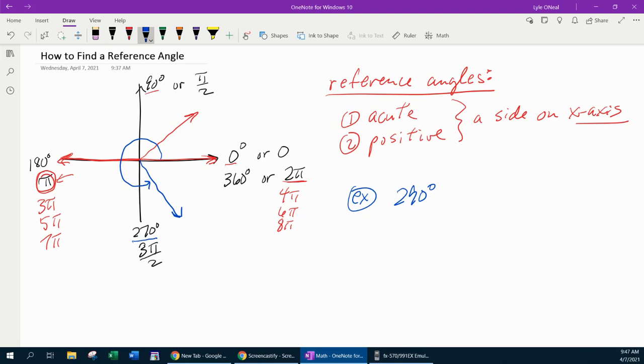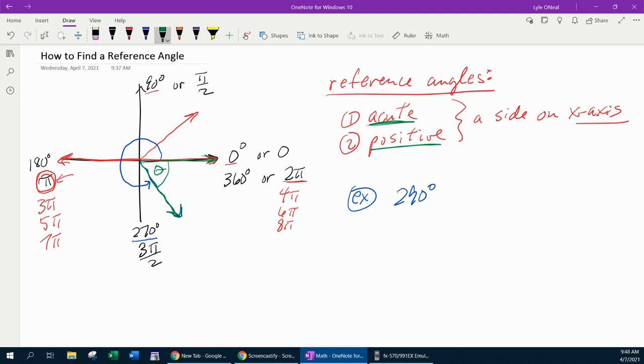Now, the reference angle is always going to be the angle that fills the gap between the terminal side of the angle and the x-axis. This is going to be your reference angle. Notice that that angle is going to be acute. It also has to be positive.